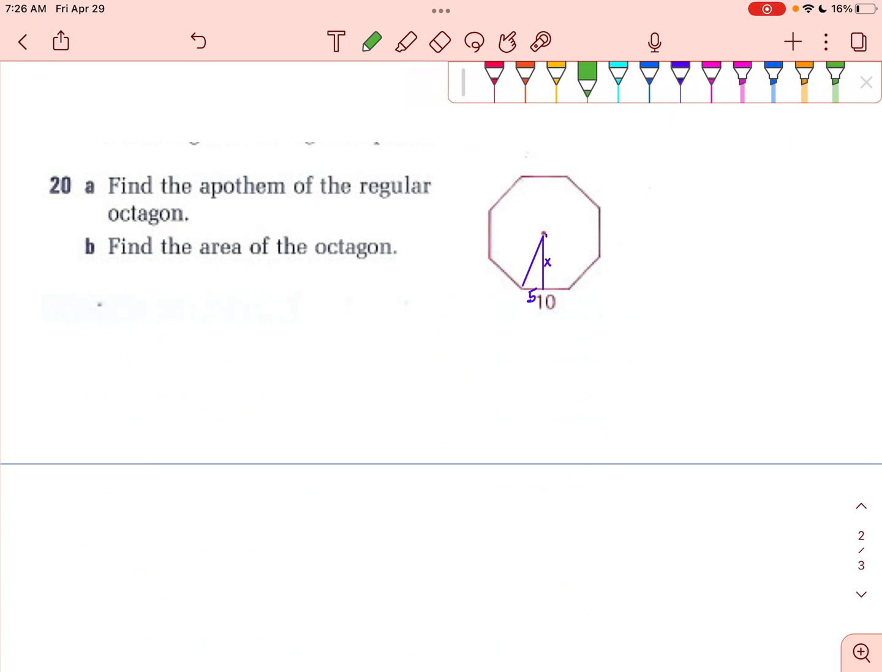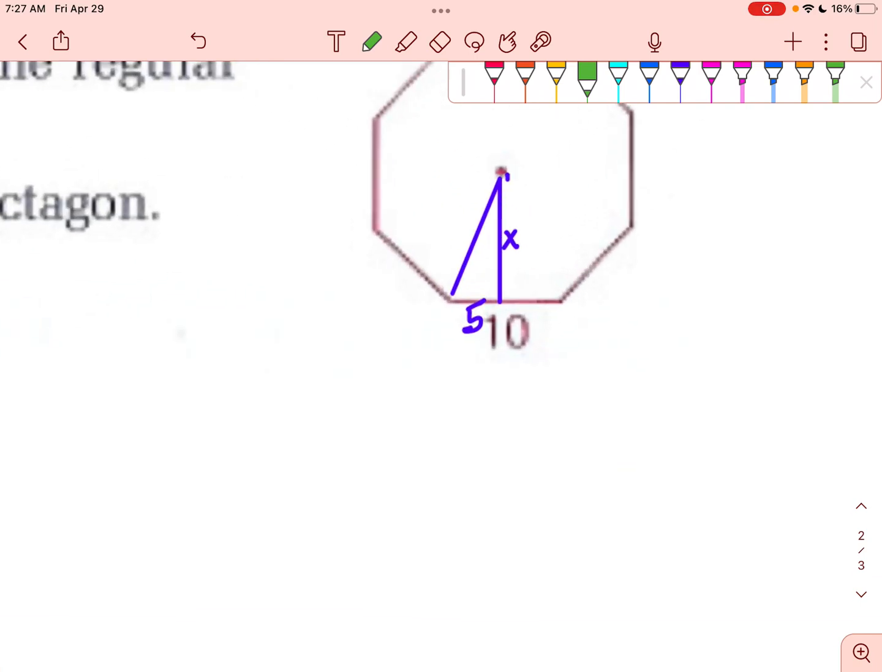And then the last one, number 20. Let's talk about number 20. So 20 wants us to find the apothem of a regular octagon. So it's completely up to you how you would like to solve this. I personally like to find my internal angle and use trig. But there's tons of different ways you guys can build this if you'd like to. I'm going to show you guys how I would do it. So find the apothem of the regular octagon.